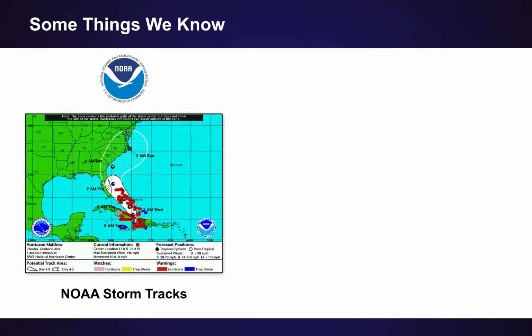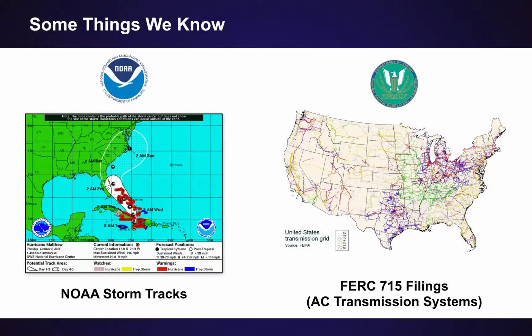So let's talk a little bit about the challenges of doing a vulnerability analysis on an AC power network. First, here are some things we know. We'll have predictions of what's going to happen. So in the case of a hurricane, this would be something like a NOAA storm track, where they've run a number of models and they've predicted exactly where they expect the hurricane to go and how it will evolve over time. We also have these FERC 715 filings. These are extremely detailed network models of the US infrastructure at the transmission level. So this is a very high aggregate level of power.